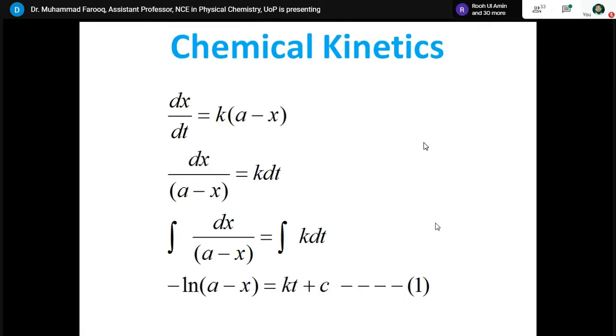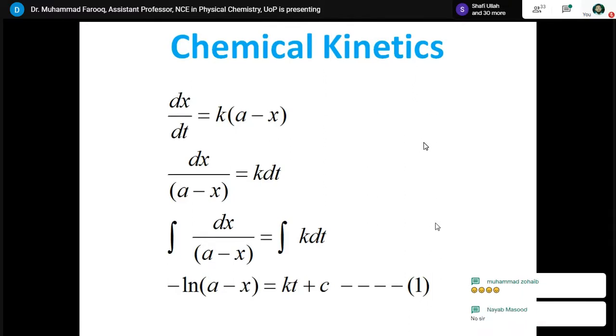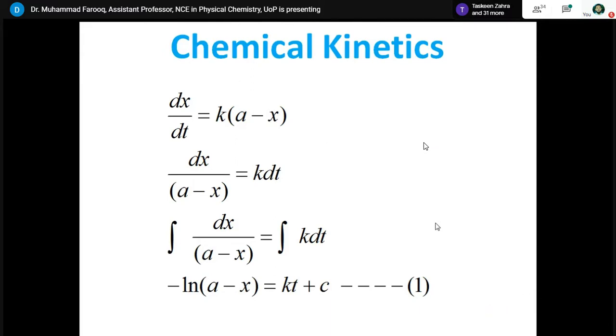Yes, sir. All of you? No, sir. Not clear. You are not clear. Okay, just wait. This is clear: d divided by dx of a minus x is equal to k dt. Integration, take the integration on both sides. This clear? Yes, sir. Sir, here it is clear. Wait a minute, beta. Wait a minute.